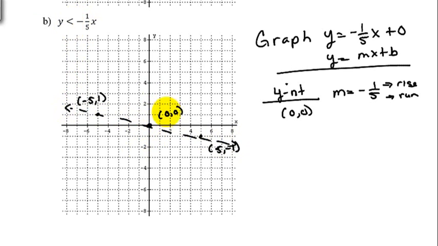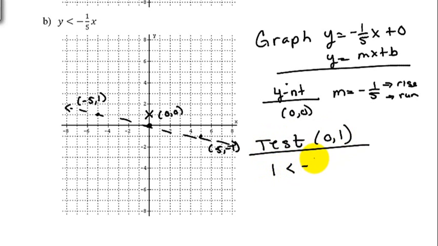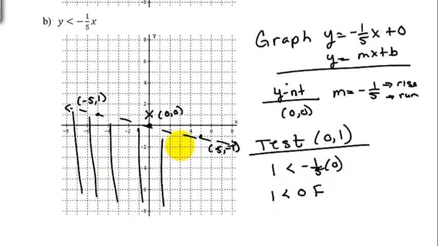So now pick some point that's not directly on our line. So I'll pick the point 0, 1. If I plug 0 in for x and 1 in for y, will I get a true statement? So we'll have 1 is less than negative 1/5 times 0, and is 1 less than 0? And 1 is not less than 0, it's greater than 0, so that's false. And so we're going to shade everything on the other side of the line. Because the point that I tested here was false, none of these points are going to work, and all of the points on the other side of the line will work.